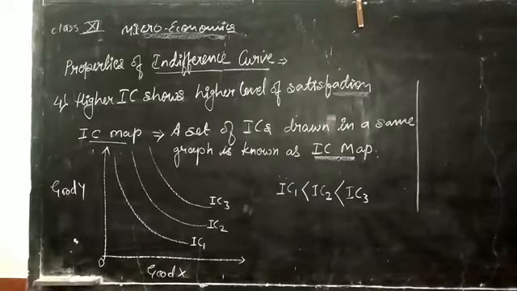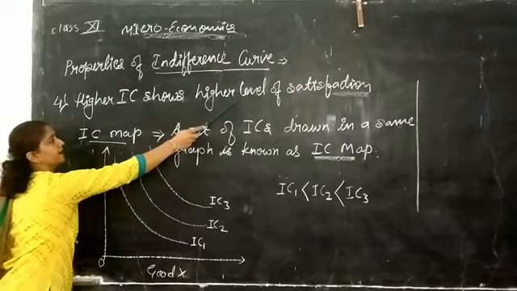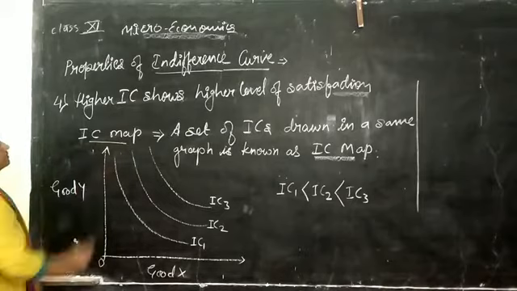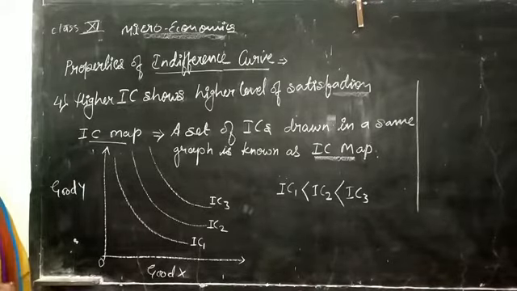Next property of indifference curve is higher indifference curve shows higher level of satisfaction. To prove this property or to explain this property, we need an indifference map. What is an indifference map? I already defined the term indifference curve.